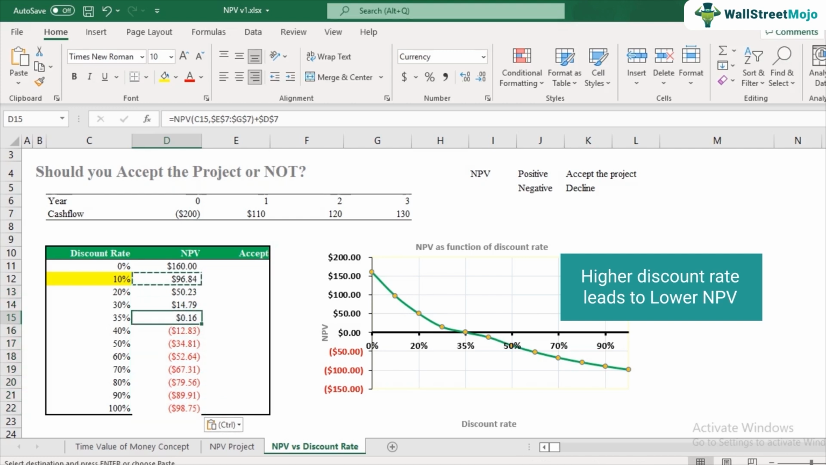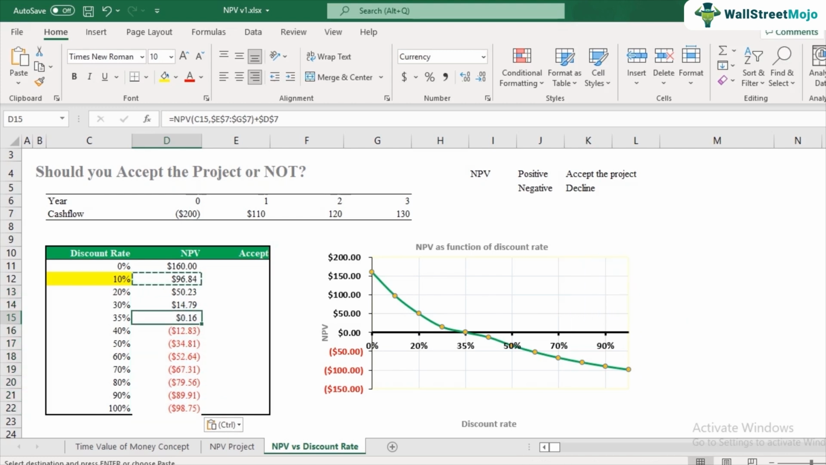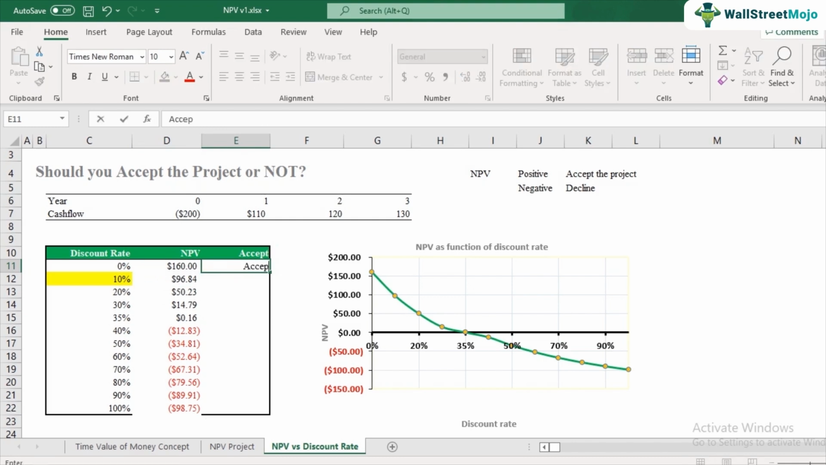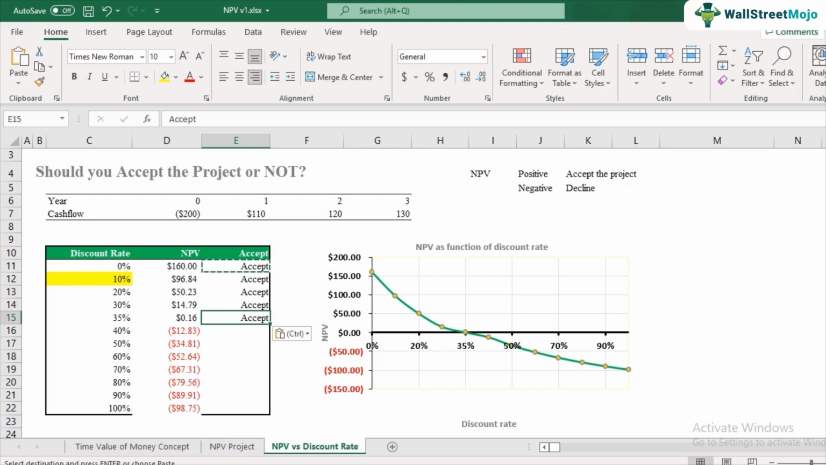Now, at the discount rate of 10%, the NPV was 96.84. And at the discount rate of 100%, the NPV is 98.75%. So, when it comes to accepting the project, if your NPV is positive, you can accept the project, right? Accept here, here, here, here, and maybe here as well.